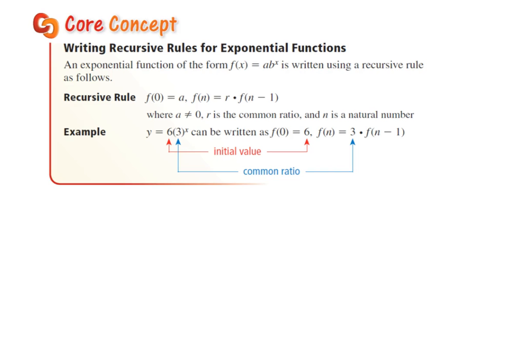The next thing we're going to do is talk about writing recursive rules for exponential functions. So that's just another way of writing the rule. Okay? But it looks really obnoxious when you read it, I think. It says an exponential function of the form f of x equals a times b to the x is written using a recursive rule as follows. So f of 0 is equal to a.